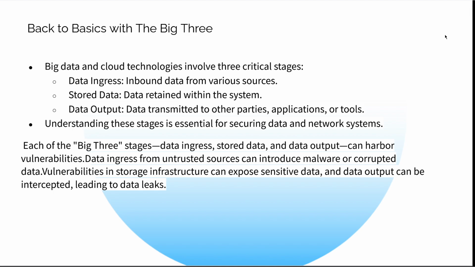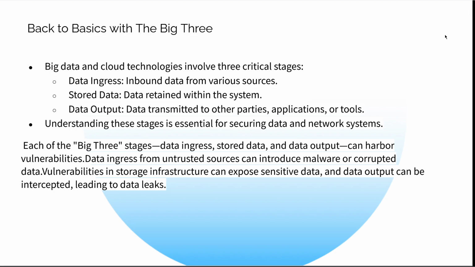This slide is all about understanding the fundamental stages in big data and cloud systems, which we call the big three. These stages are data ingress. This is where data enters the system from various sources, like data flowing into a tunnel. Stored data: once the data is inside the system, it is stored for processing or analysis, like putting it on a shelf for later use. Data output: this is when processed data is sent to other parties or applications, like data leaving through a doorway.